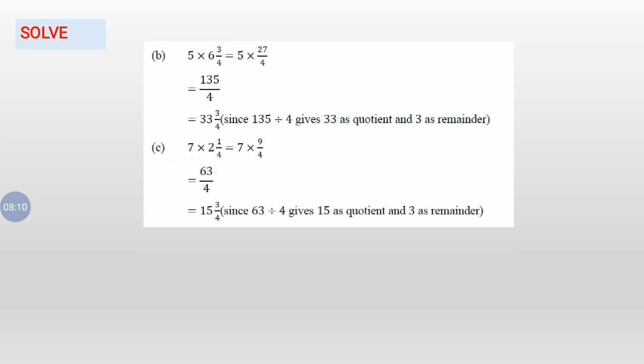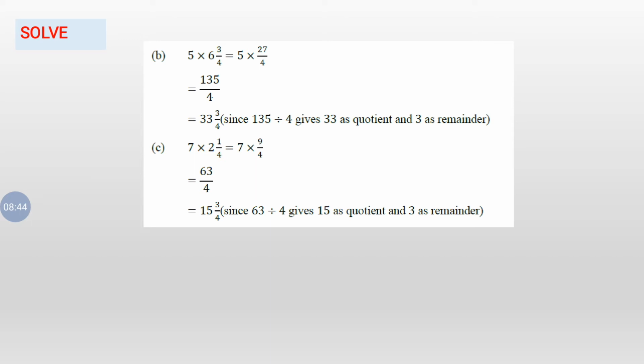5 into 6 3 by 4. The mixed fraction is converted into an improper fraction. 6 4s are 24, 24 plus 3 is 27 by 4. The denominator of 5 is considered as 1. 5 by 1 into 27 by 4. The product of the numerators divided by the product of the denominators. So 5 27s are 135, and 1 4 is 4. 135 by 4.